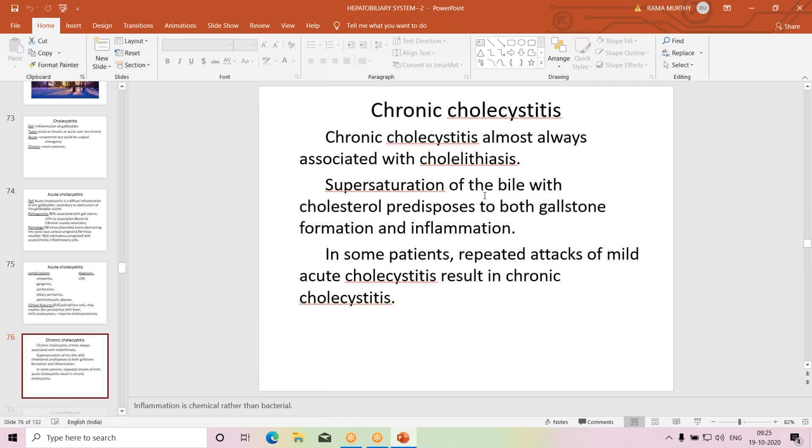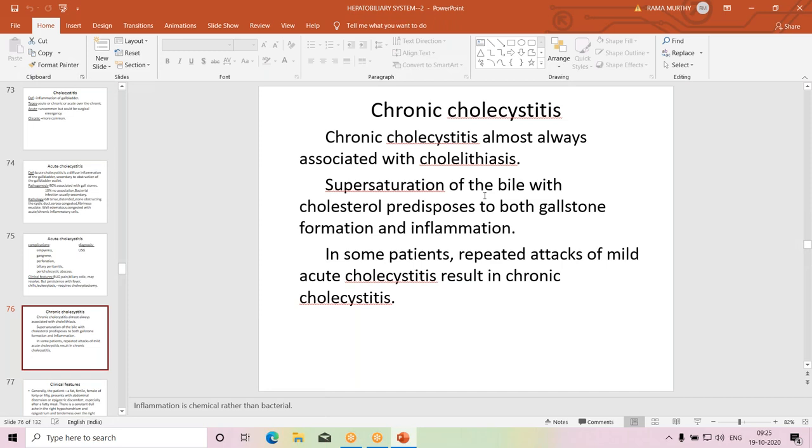So that is about acute cholecystitis. Chronic cholecystitis is more common and almost always associated with stones in the gallbladder. Stones in the gallbladder is called cholelithiasis. And so chronic inflammation of the gallbladder, that is cholecystitis, is because of abnormal bile that is predisposing to stone formation, that is supersaturation of bile with cholesterol or bile pigment, that predisposes to both gallstone formation and also inflammation. So abnormal bile causing injury to the wall is the cause of cholecystitis. There may be secondary inflammation also, but primarily it is because of abnormal bile. And in some patients, repeated attacks of mild acute cholecystitis may become chronic.